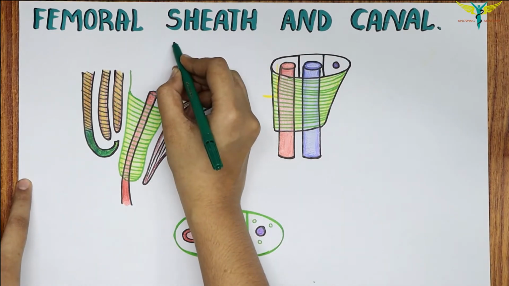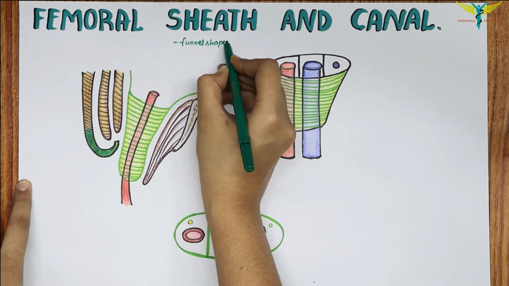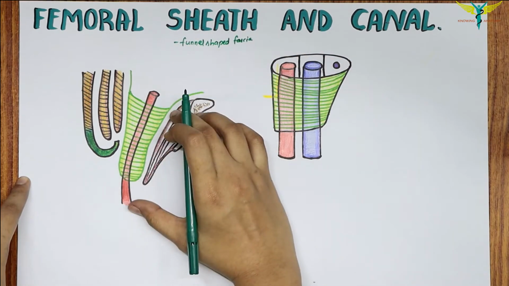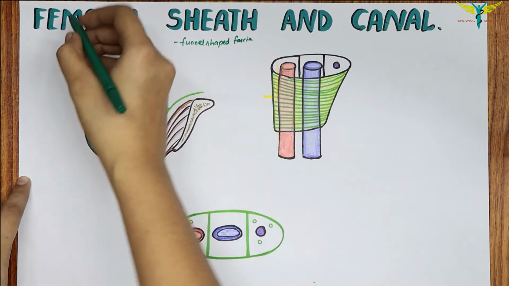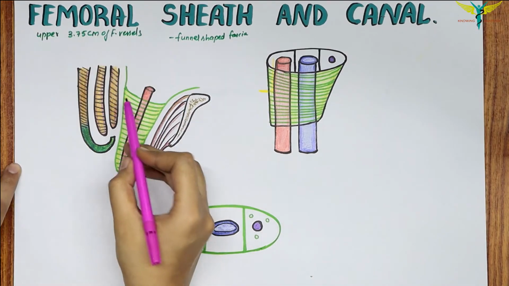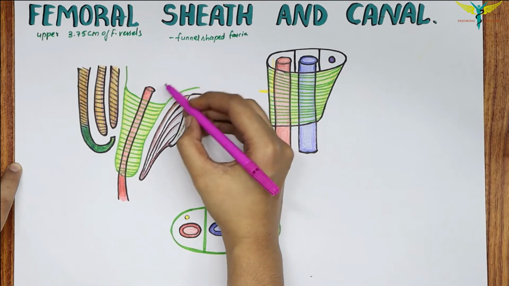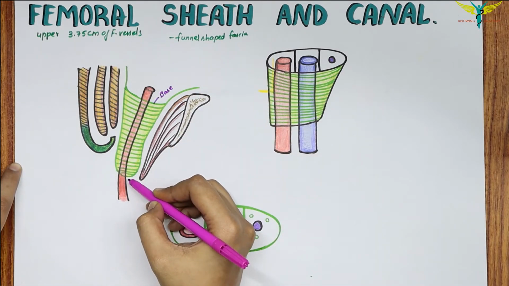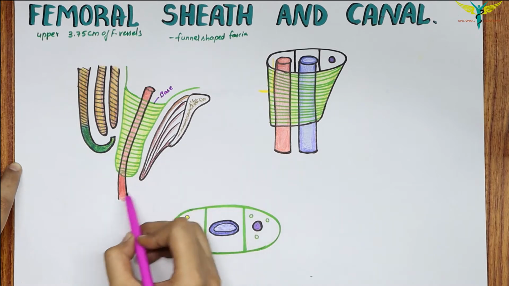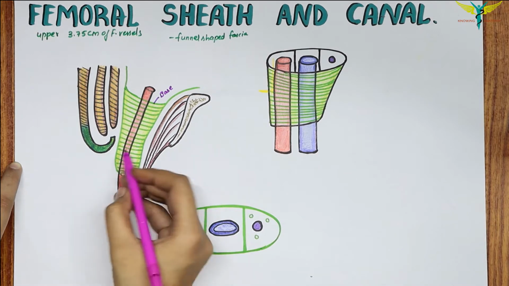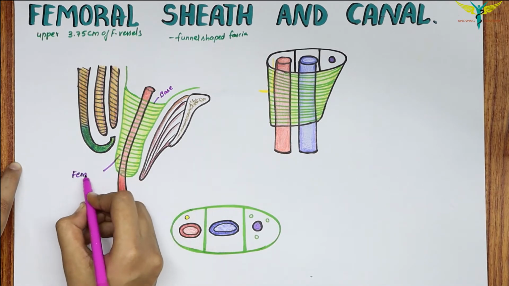So the femoral sheath is a funnel-shaped fascia that encloses the upper 3.75 of the femoral vessels. This is the base of the femoral sheath that is directed towards the abdomen, and it is the apex that merges with the tunica adventitia of these femoral vessels. So this is the femoral sheath.